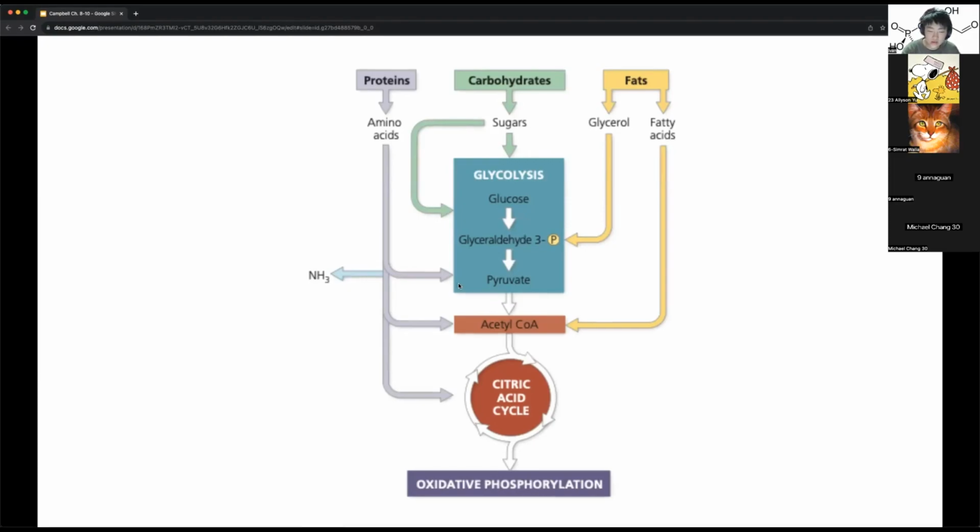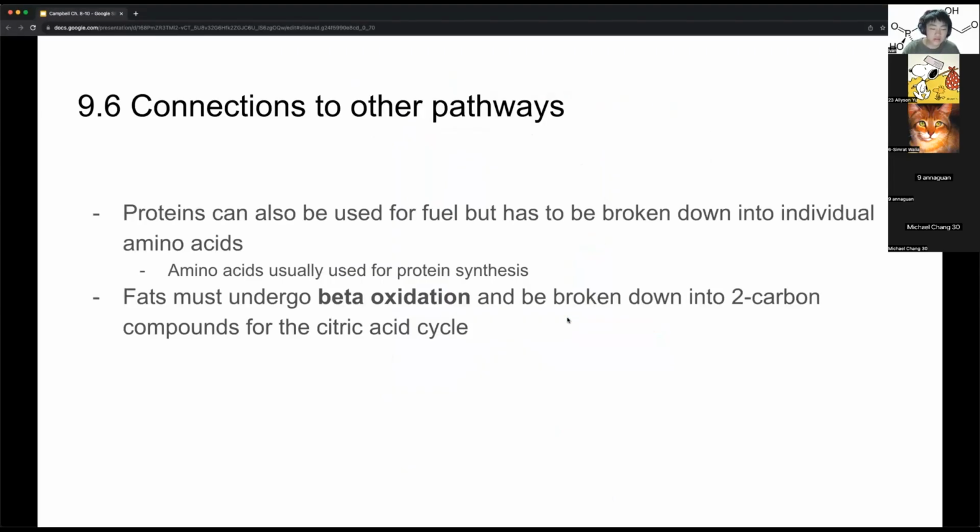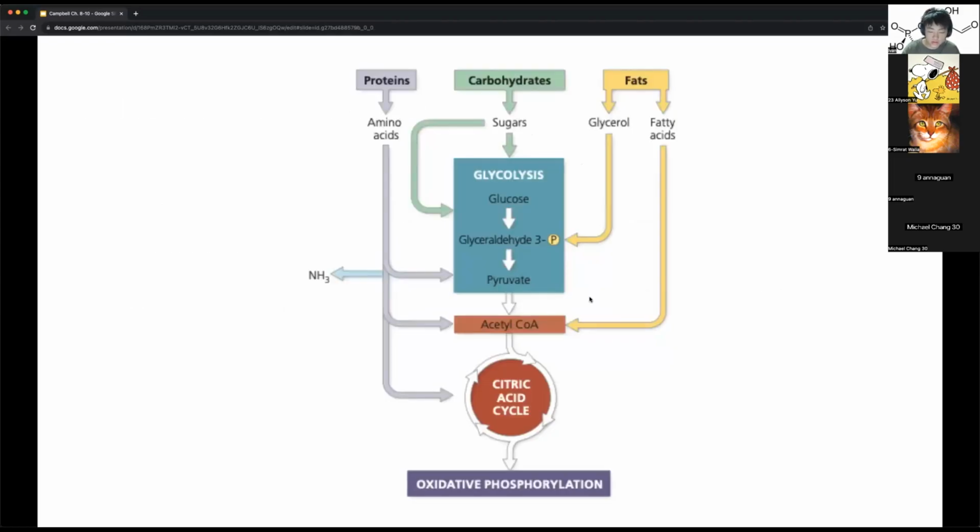Anyways, you can see here proteins are broken down into amino acids, and they can be inserted here into pyruvate, or into acetyl-CoA, or into the citric acid cycle, and it produces ammonia. Carbohydrates go into sugars, obviously. Fats can either be glycerol going to glyceraldehyde 3-P, which by its name you can understand is probably a subunit, or fatty acids, which go into acetyl-CoA and then into beta oxidation.